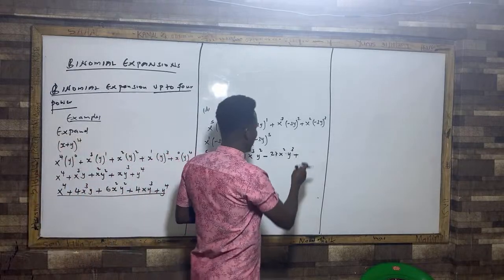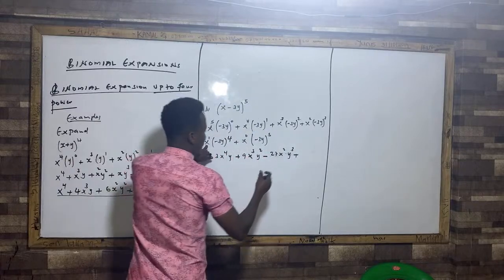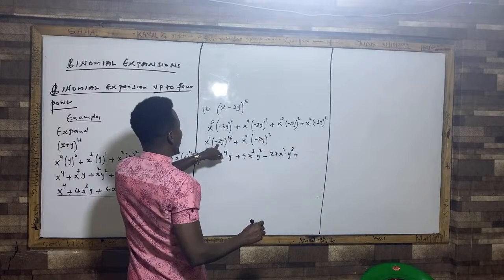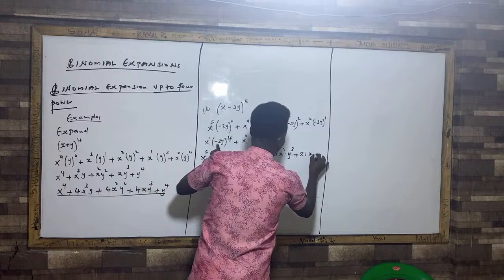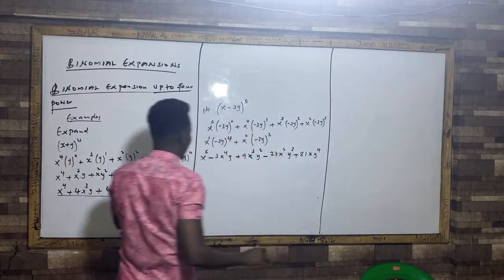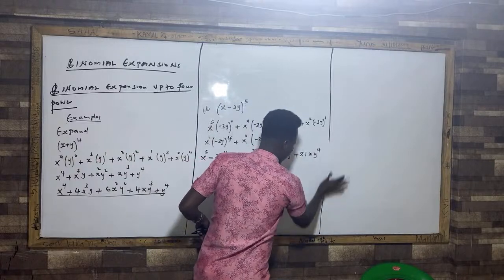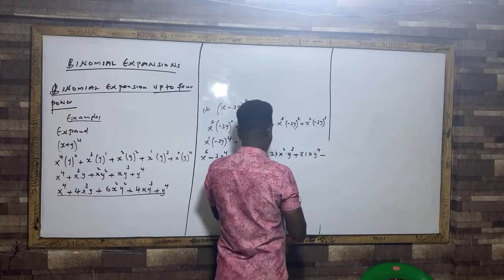Then come to this point now. Okay, we are done with this one, yeah? Come to this one. So x power 1 is x. So I write what? What's 3 power 4? 3 power 4 is 81. So I'll say 81, x alone, y power 4. Then the last, it will be what? Minus.